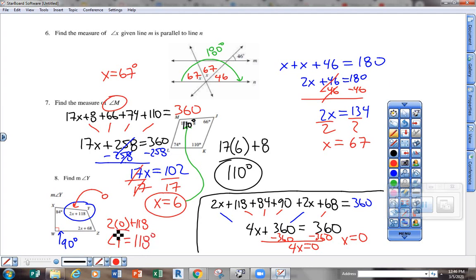Let me double check, because if I plug in a 0 here, that's just going to give me 68 too. Let's see if x is really 0. So does 84 plus 90 plus 118 plus 68 equal 360? Yep. So x equals 0, but remember, it doesn't want the answer for x on this one. It wants you to find angle y, just like number 7 didn't want x. It wanted you to plug it in to find angle m. All right, let's keep moving here.